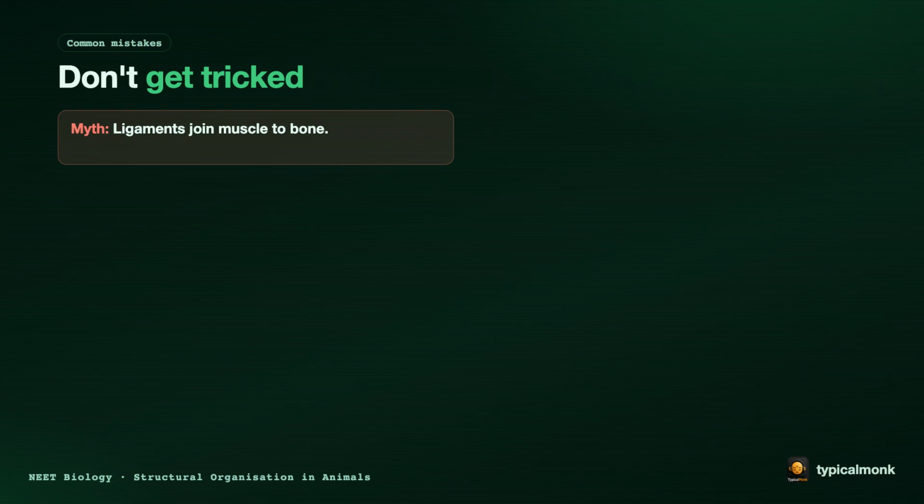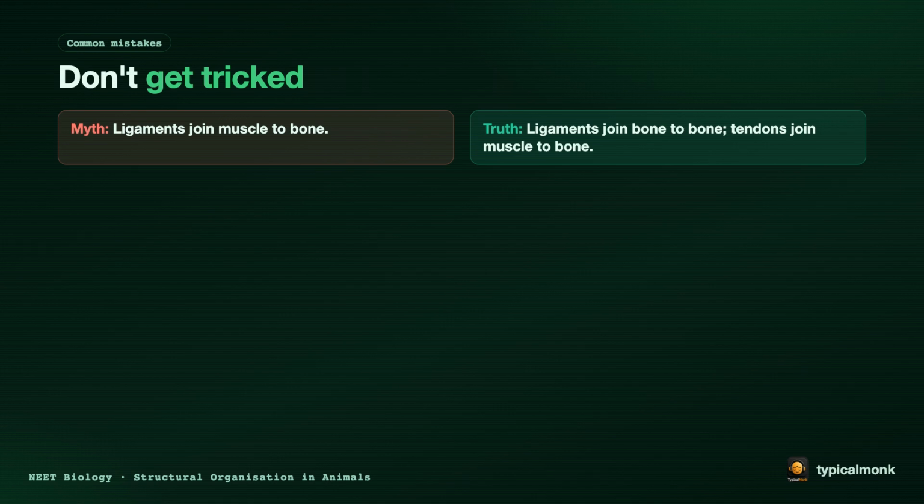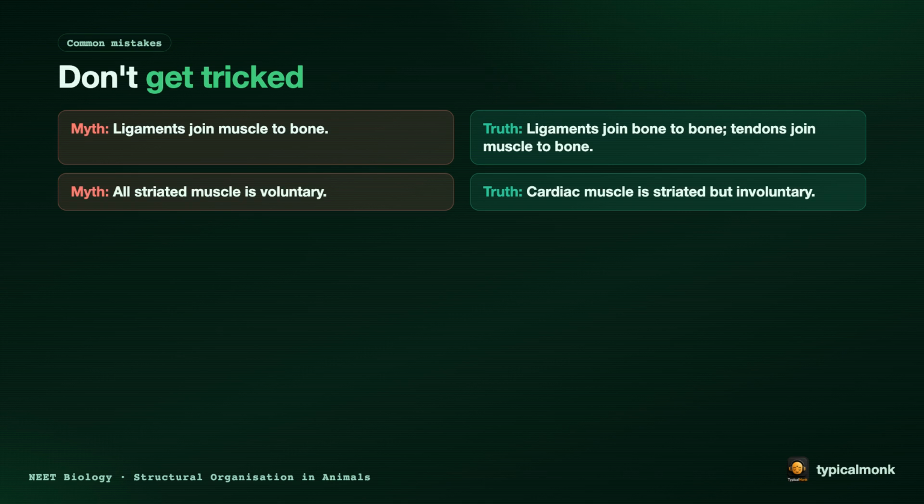Now, let's clear up the mistakes that students fall into. Myth: ligaments join muscle to bone. Truth: ligaments join bone to bone, and tendons join muscle to bone. Myth: all striated muscle is voluntary. Truth: cardiac muscle is striated but involuntary.